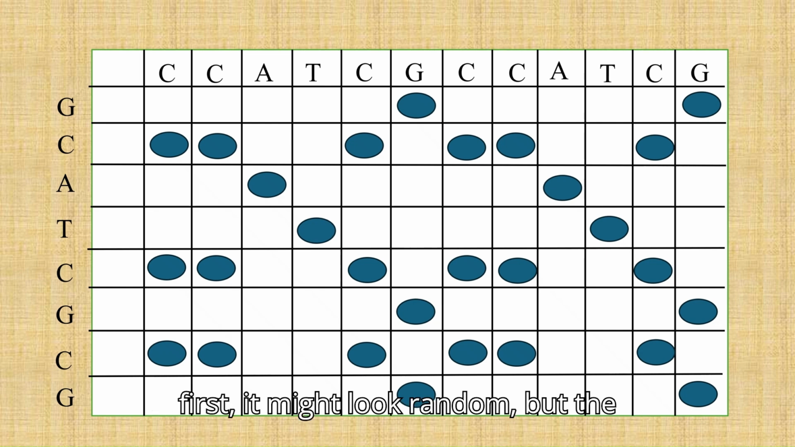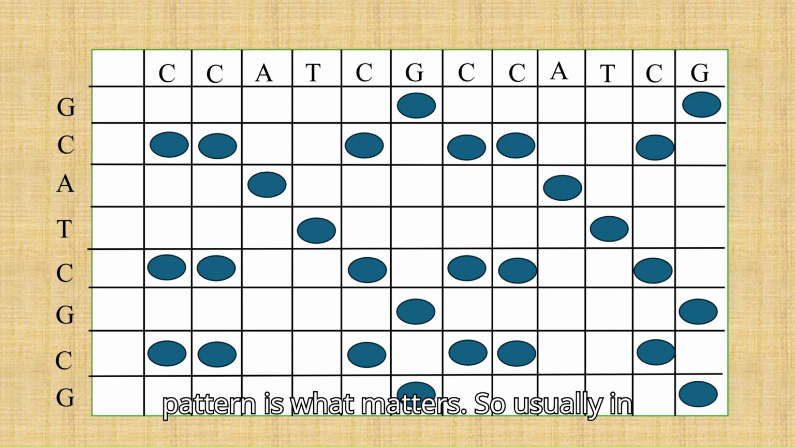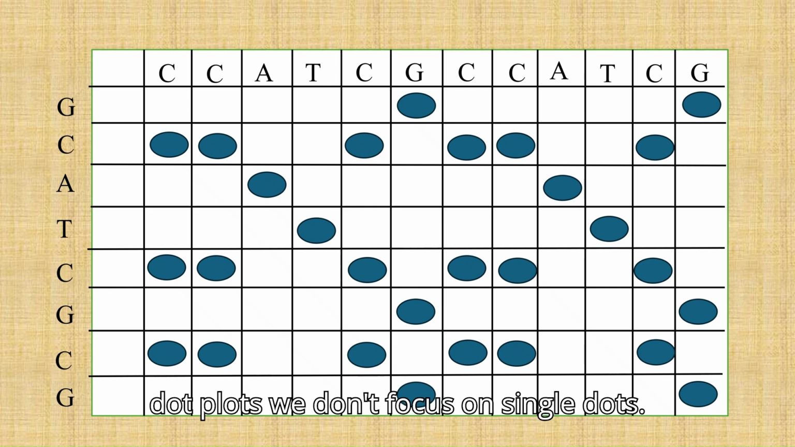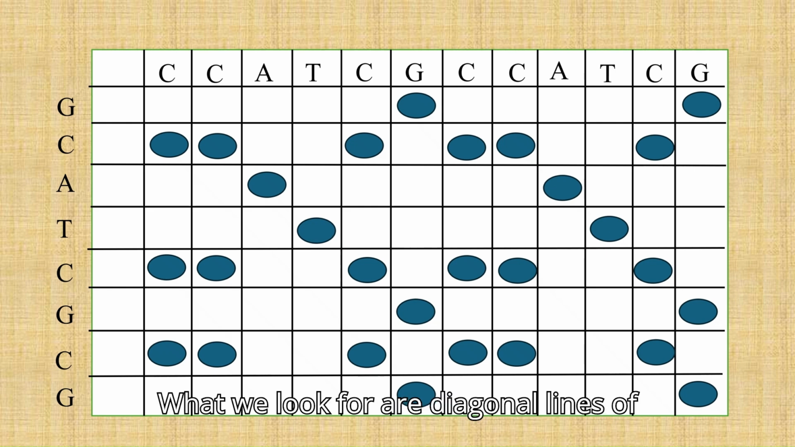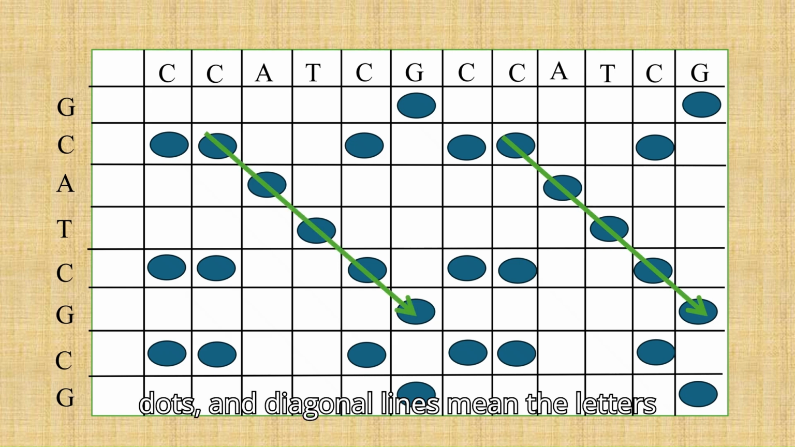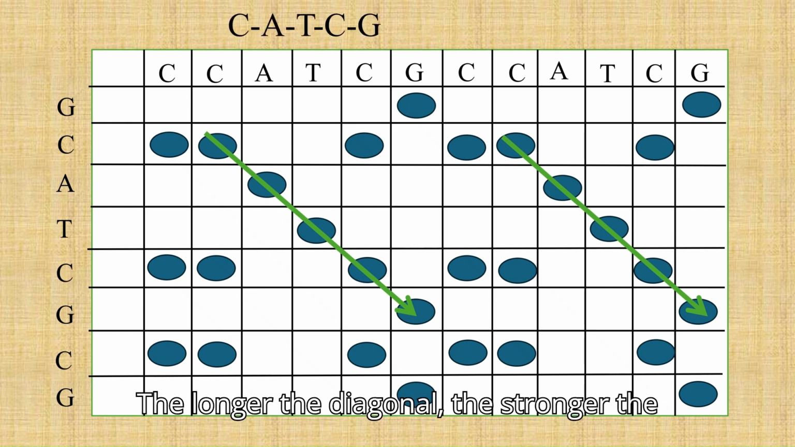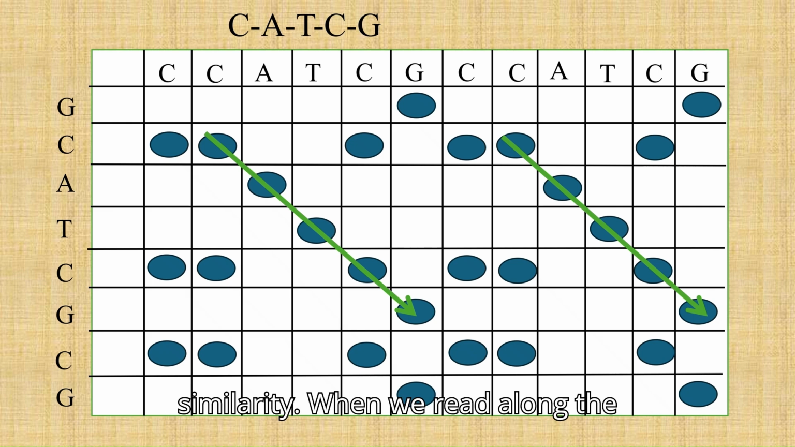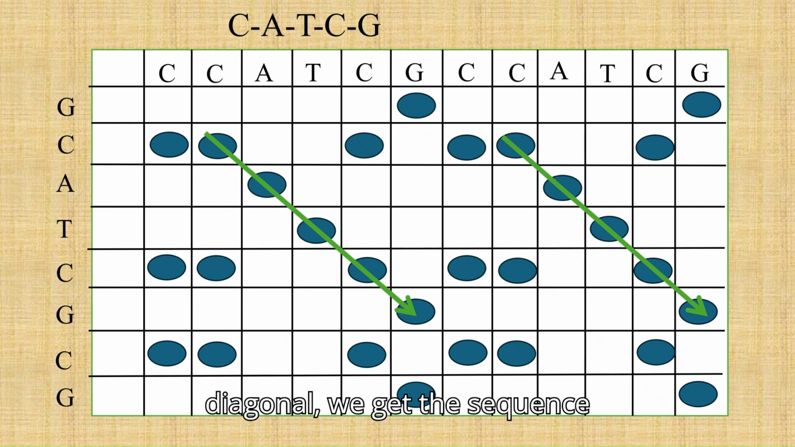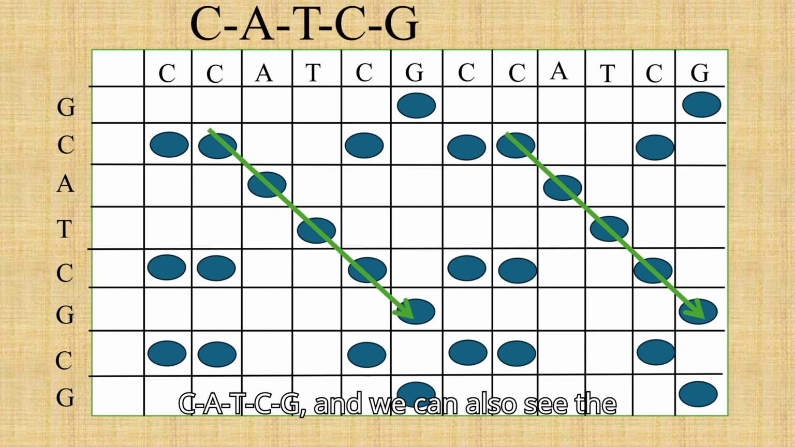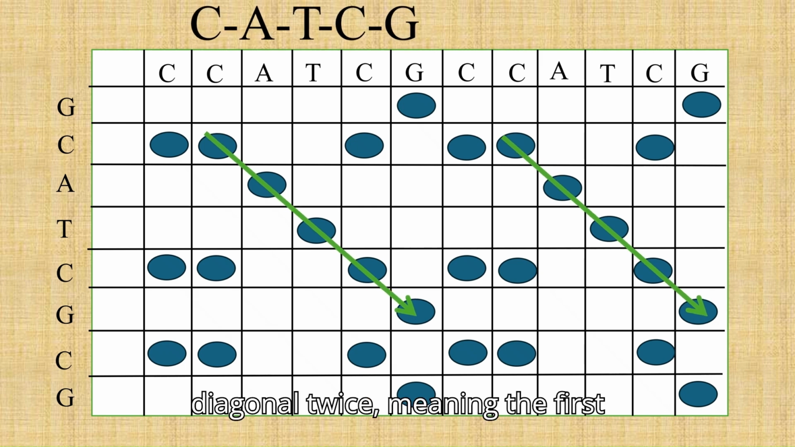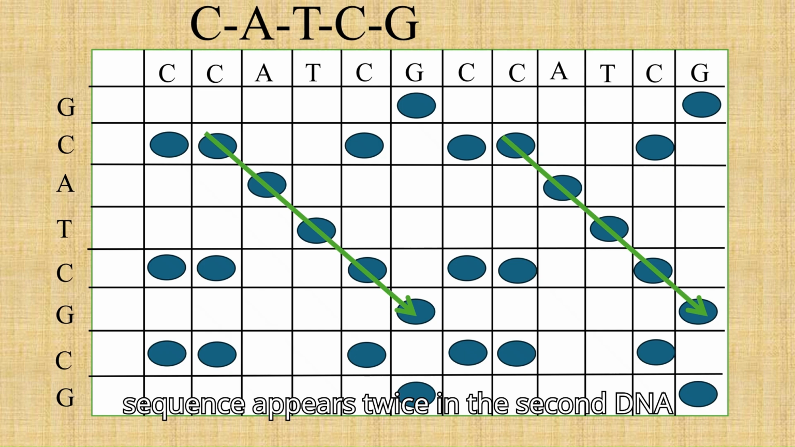And at first, it might look random, but the pattern is what matters. So usually in dot plots, we don't focus on single dots. What we look for are diagonal lines of dots. And diagonal lines mean the letters are matching in the same order in both sequences. The longer the diagonal, the stronger the similarity. When we read along the diagonal, we get the sequence CATCG. And we can also see the diagonal twice, meaning the first sequence appears twice in the second DNA sequence.